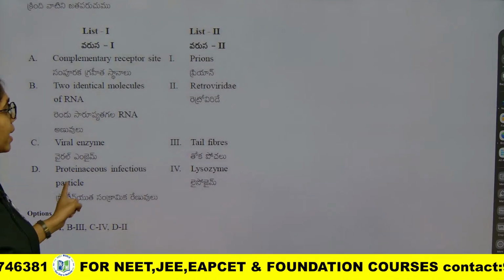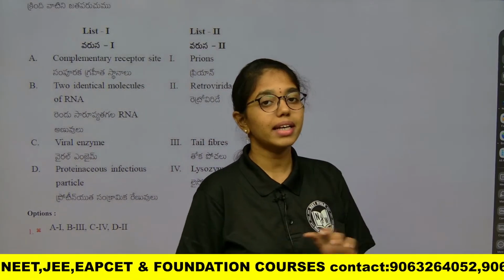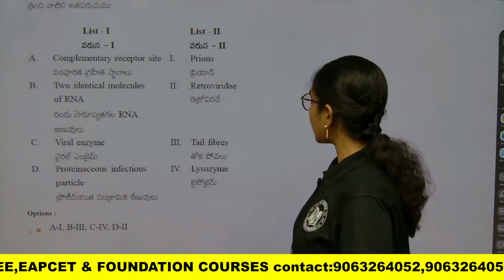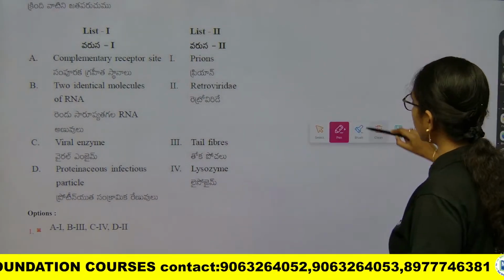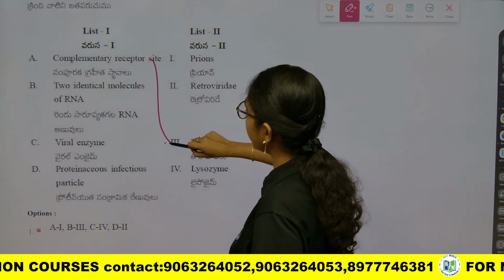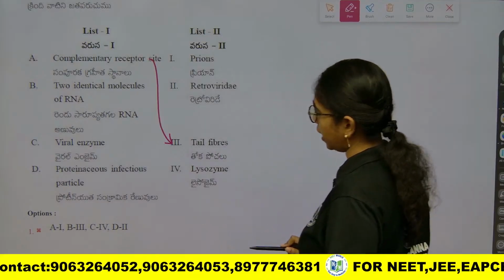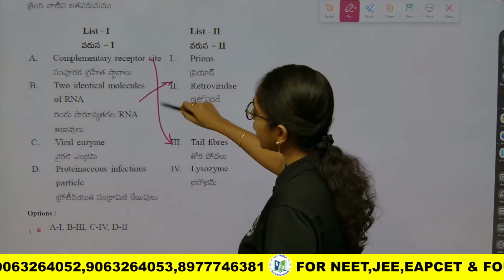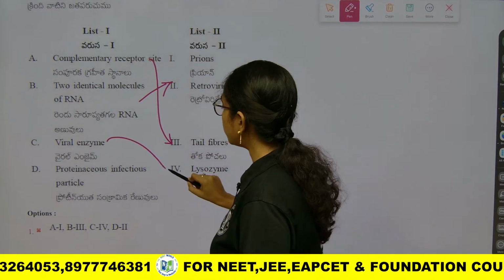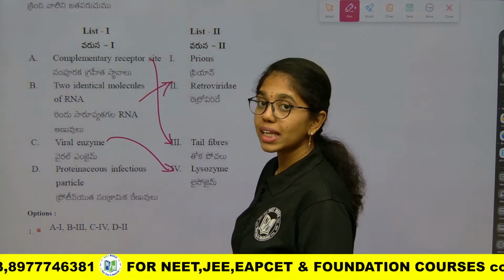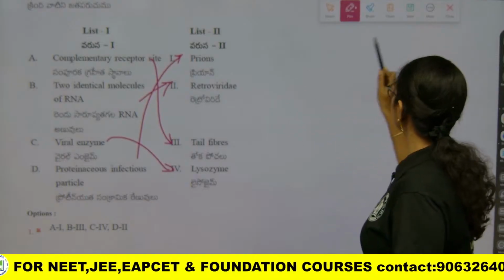Proteinaceous infectious particle is prions. Prions are just having abnormally folded protein. They don't have genetic material. So now match it up: complementary receptor sites are present in the tail fibers of the virus bacteriophage. Next, two identical molecules of RNA are seen in Retroviridae. Viral enzyme is what? Lysozyme, which is present at the tail fibers. Proteinaceous infectious particles are prions. Clear? Next.